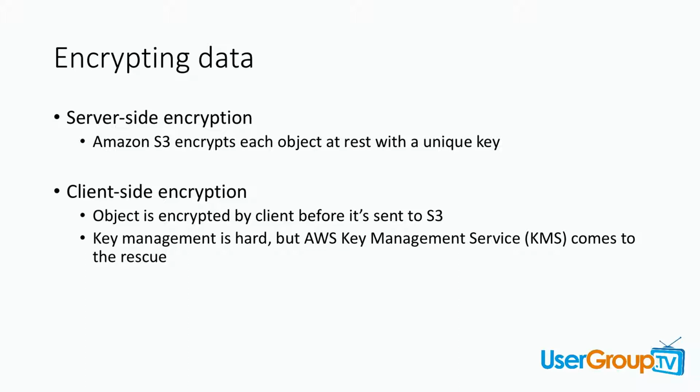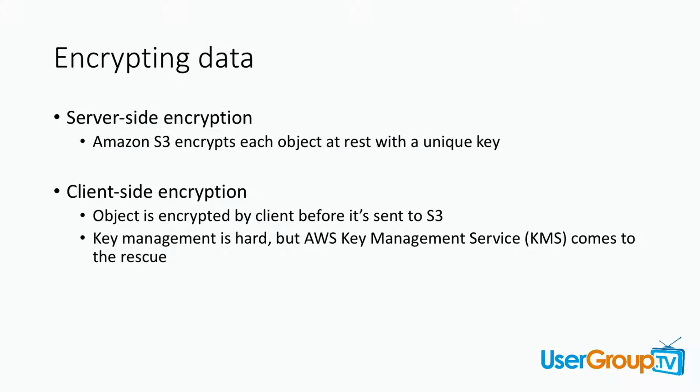From talking to people and meeting with Amazon experts, server-side encryption is primarily a compliance necessity. When you request data from S3, it's always decrypted. If you want data going into S3 to be encrypted and coming out encrypted, you need to use client-side encryption, where the onus is on you to encrypt the data before you put it in S3. So the object is encrypted by the client before it's sent to S3.